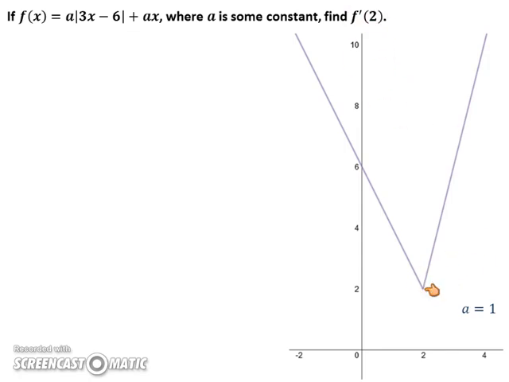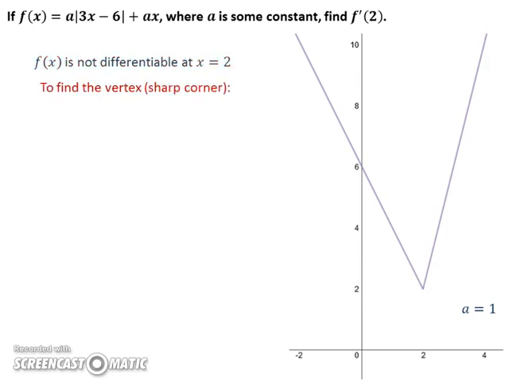And you can figure out where this happens. This is the vertex of the graph, by setting the inside of the absolute value equal to 0. This gives you the x-coordinate of the vertex. So in this case, the x-coordinate of the vertex happens at 2, which is where the sharp corner is going to be. So f of x is not differentiable at x equals 2. So this does not exist.